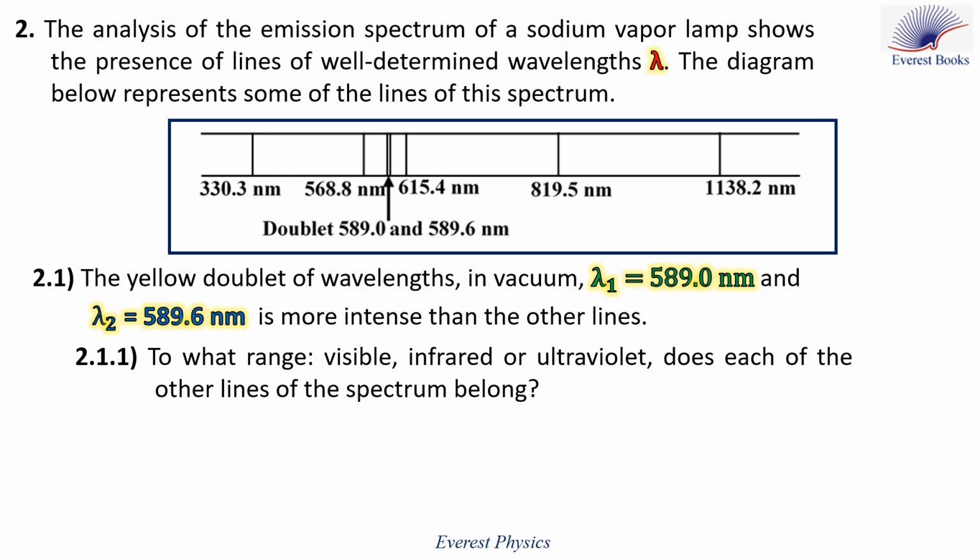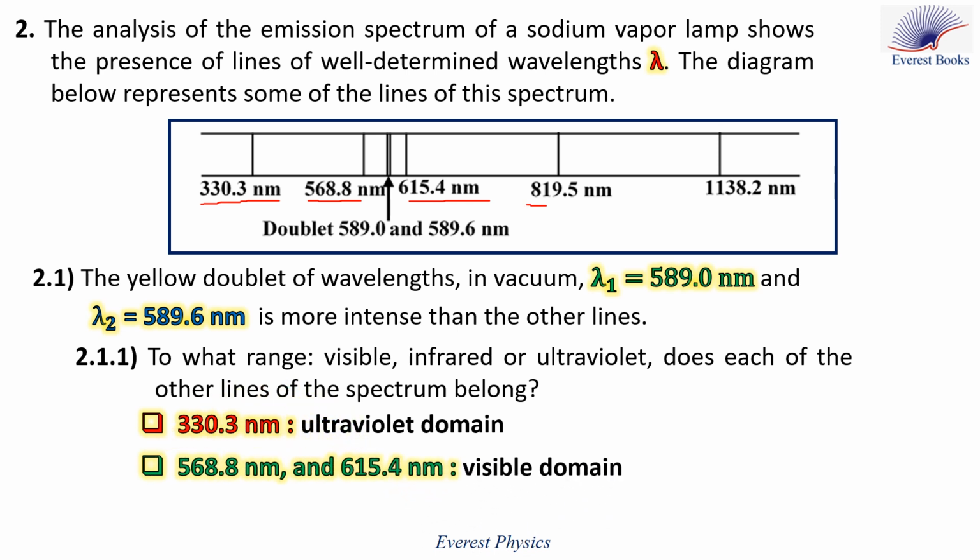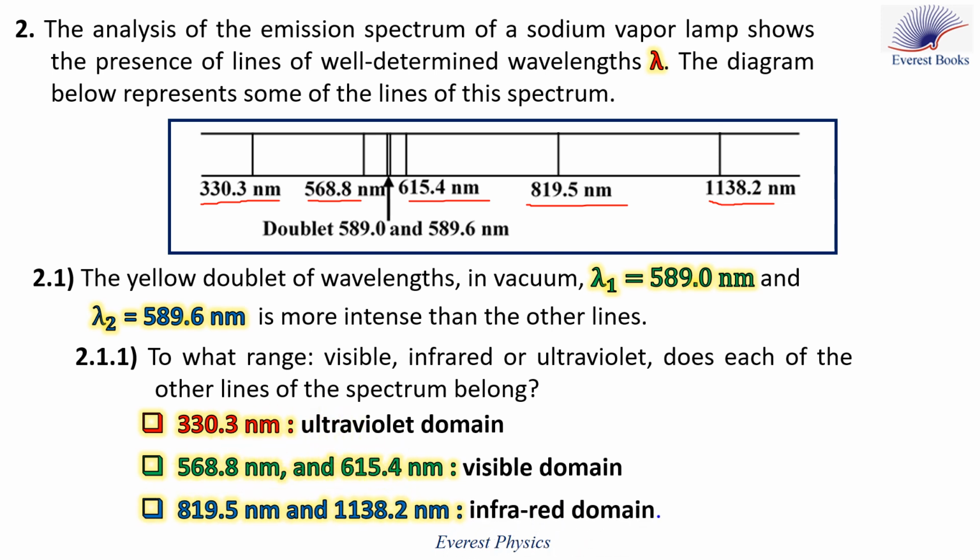Let's start with the line of wavelength 330.3 nanometers. Since it is less than 400 nanometers, it belongs to the ultraviolet domain. The lines with wavelengths 568.8 and 615.4 nanometers lie between 400 and 700 nanometers, so they belong to the visible domain, whereas 819.5 and 1138.2 nanometers are greater than 700 nanometers, so they belong to the infrared domain.